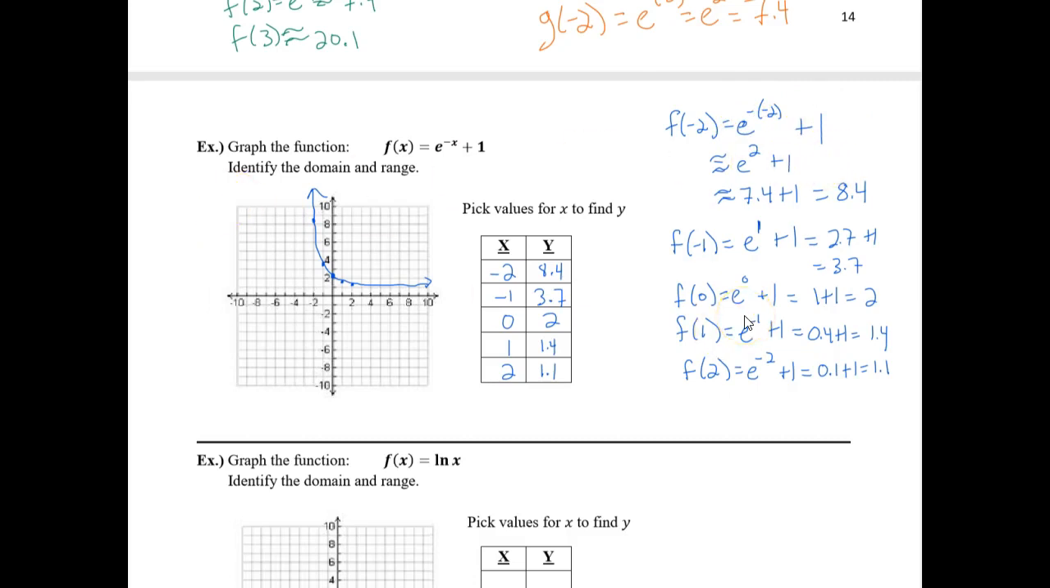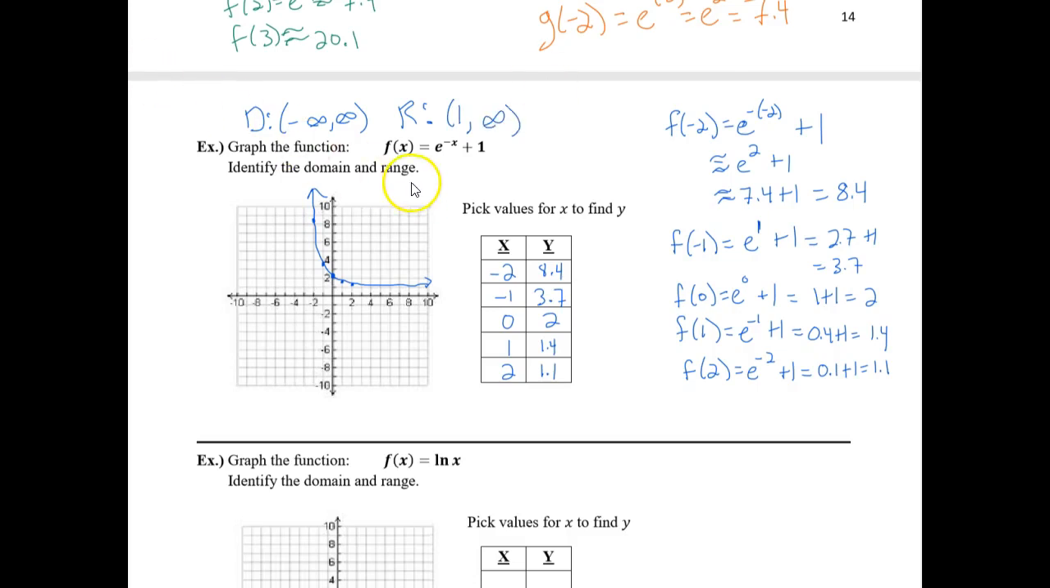So the domain of this function is still going to go left and right forever, so I can put anything I want in for x. The range is how far up and down, and instead of getting close to the x-axis, it's getting close to the 1 value, this what we called k when we were talking about exponentials and how they shifted. It has shifted up 1. So it's going to get close to 1 but never touch it and go up forever.